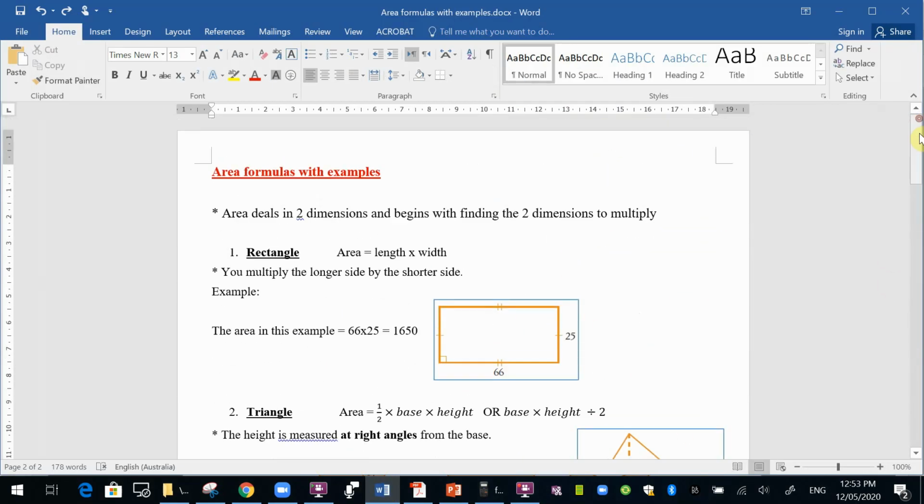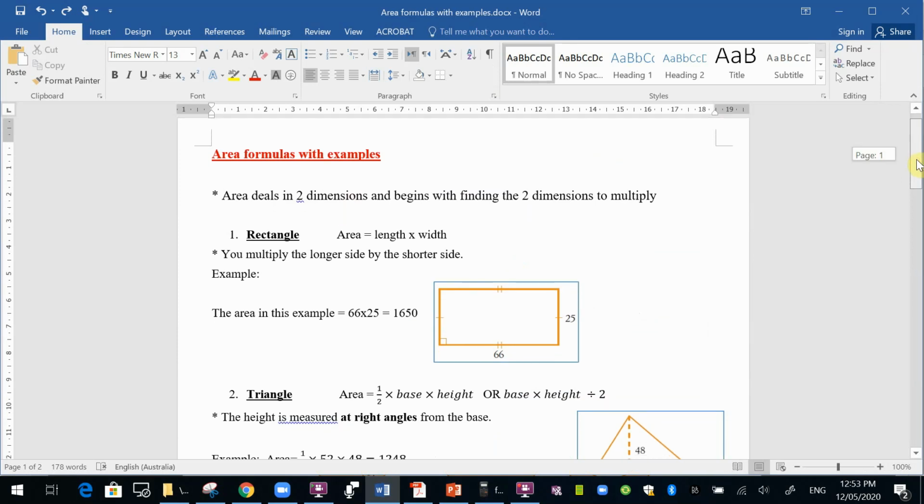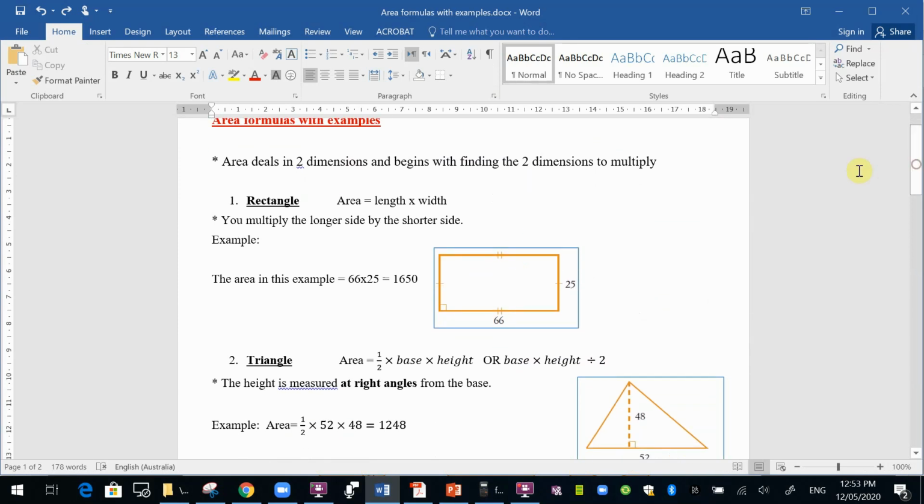Welcome to the video looking at how to find the area of composite shapes. But firstly, let's have a look at some simple shapes and how to do their area. And I'll include this in the classwork. So, area deals with two dimensions, so we're finding the amount of space, surface, inside.